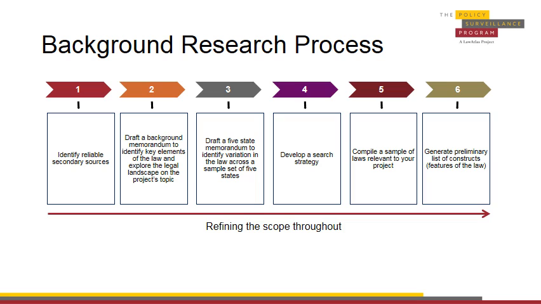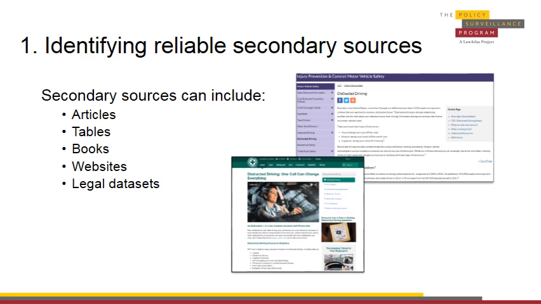These are the steps you follow when conducting background research. The following slides will detail these 6 steps. The first step in background research is to identify reliable secondary sources.